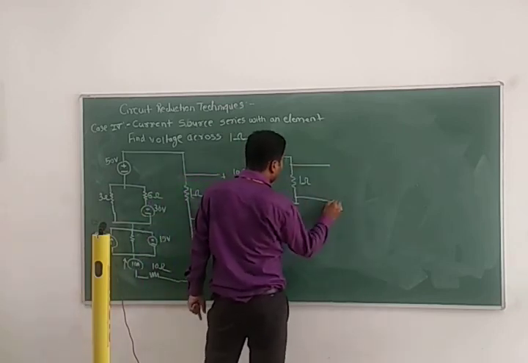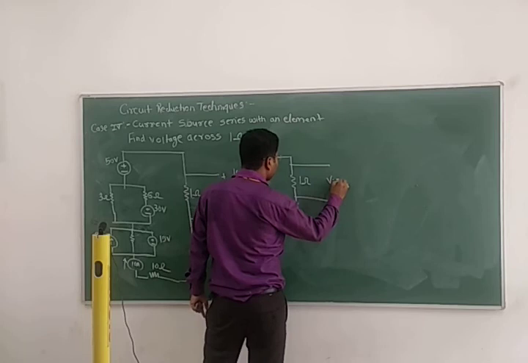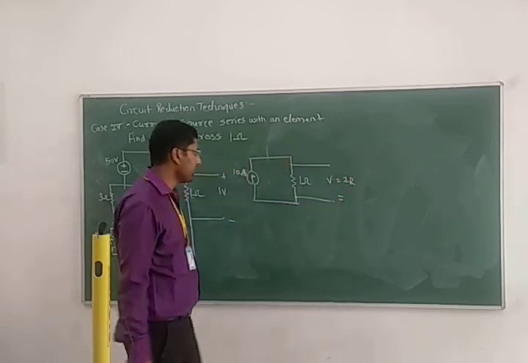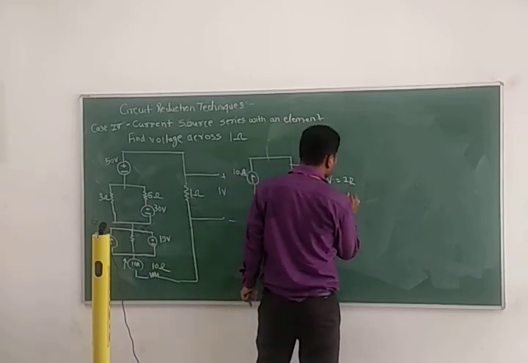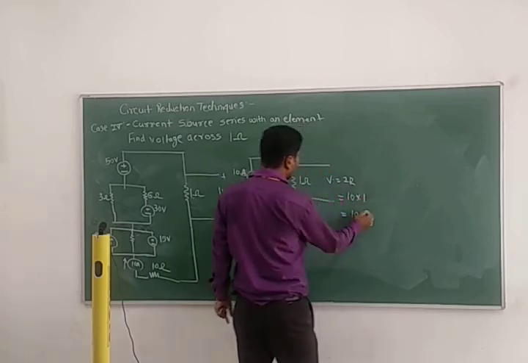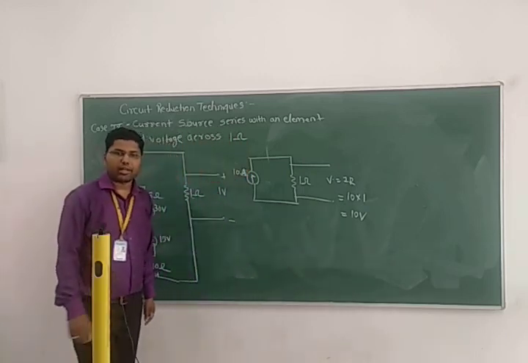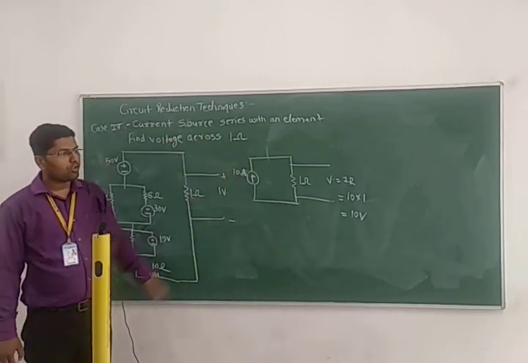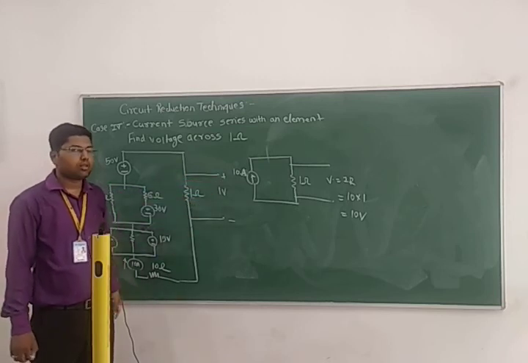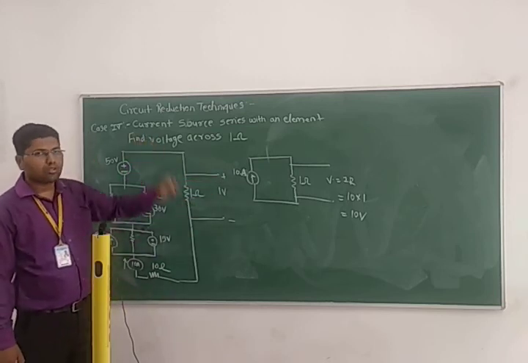Now apply Ohm's law and tell me, V is equal to I times R. What is I? Current is 10 and resistance is 1 ohm. So 10 into 1, 10 volt. So that is the way you can calculate the 10 volt voltage across this 1 ohm resistance. Okay, so that is the way you can find the solution for that.